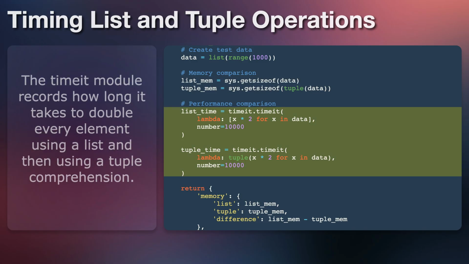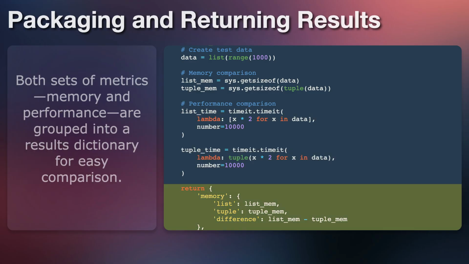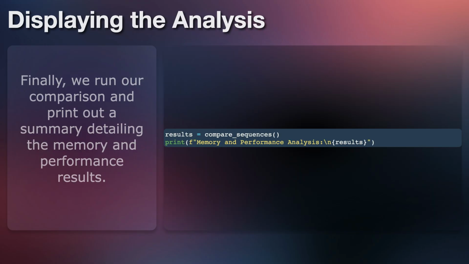The timeit module records how long it takes to double every element using a list and then using a tuple comprehension. Both sets of metrics, memory and performance, are grouped into a results dictionary for easy comparison. Finally, we run our comparison and print out a summary detailing the memory and performance results.